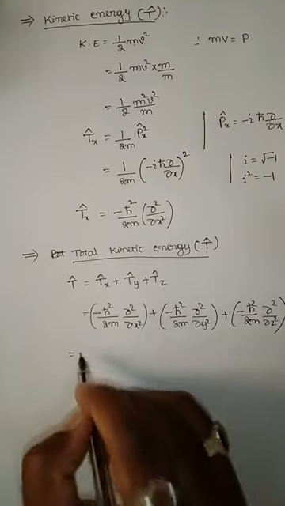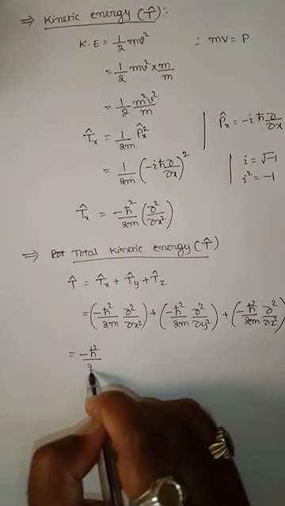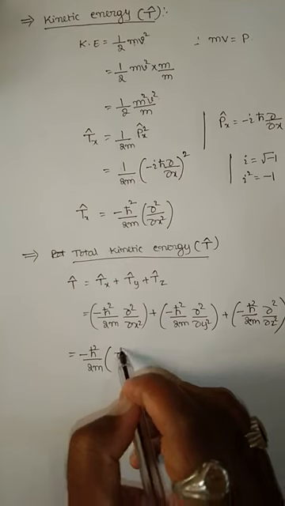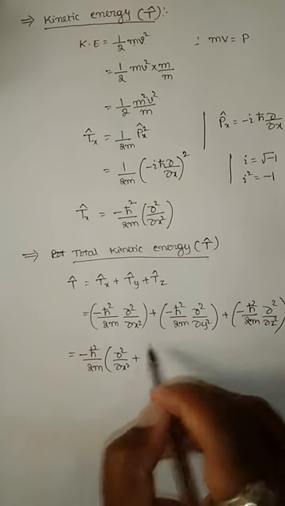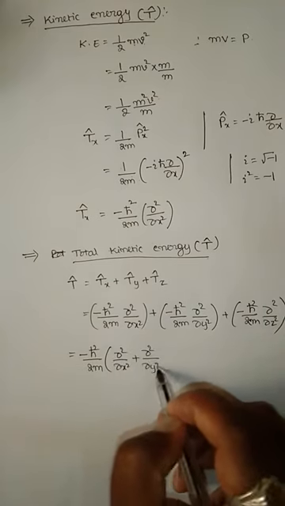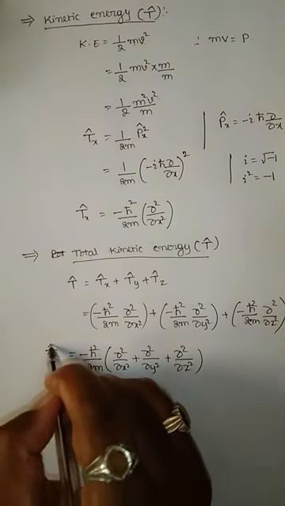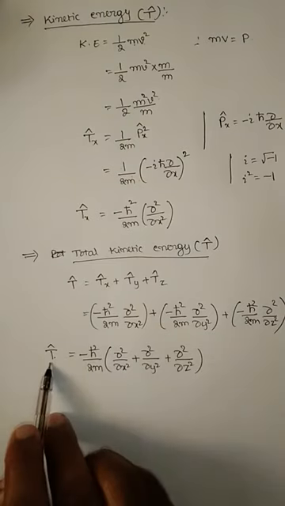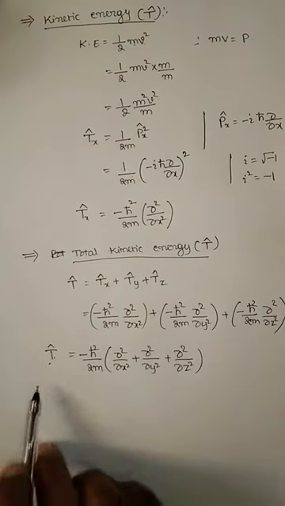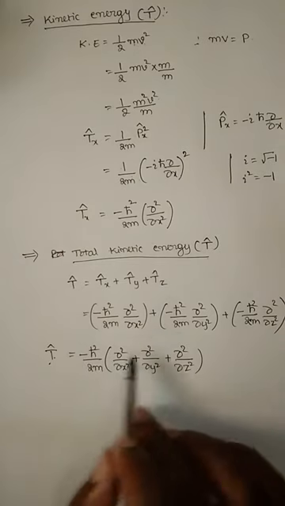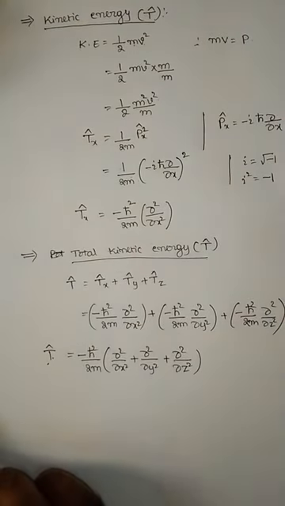And here we have minus h cross square by 2m common, dou square by dou x square plus dou square by dou y square plus dou square by dou z square. That is the complete total kinetic energy operator. So just remember this particular value that we got for total kinetic energy. And now we shall go to the next operator, the most important one, that is the Laplacian operator.